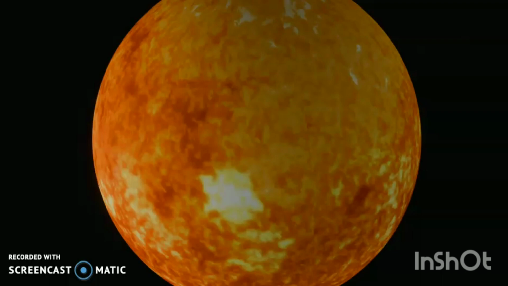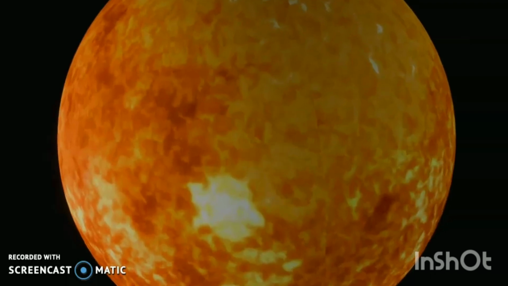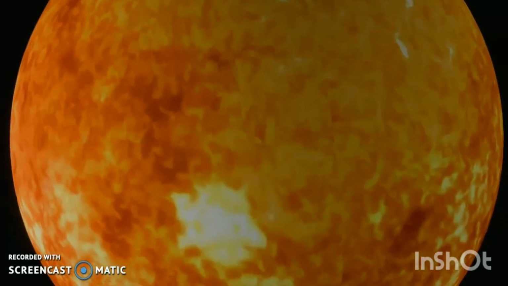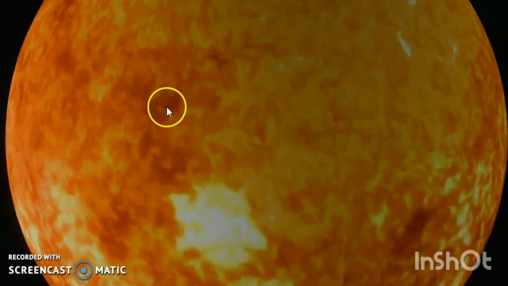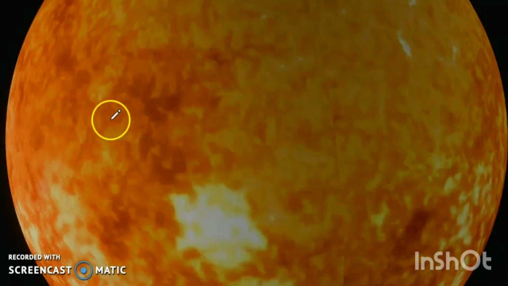The magnetic field varies in time and location. The quasi-periodic 11-year solar cycle is the most prominent variation. Sunspots are visible as dark patches. You see that a lot of dark. These dark patches are the sunspots.